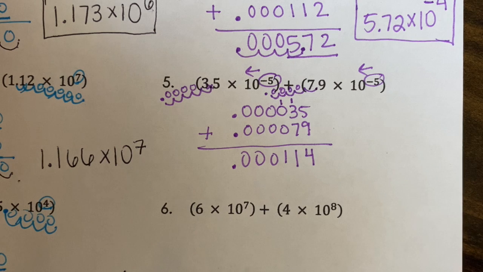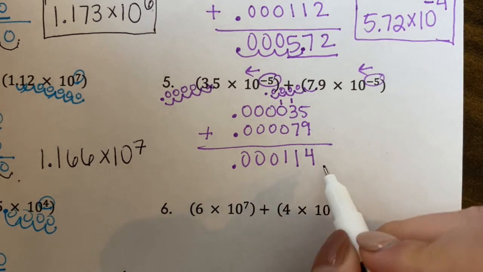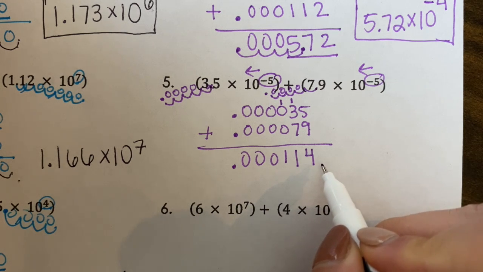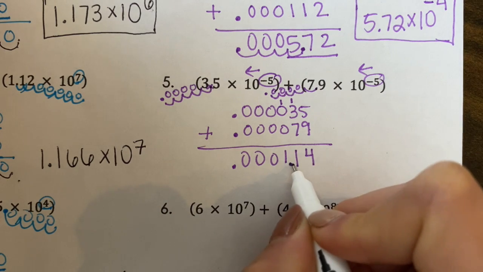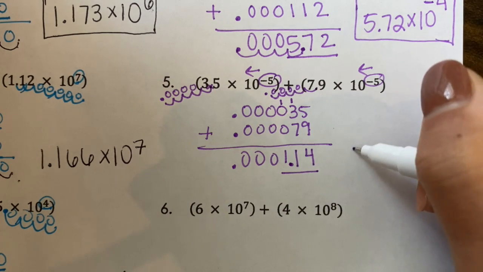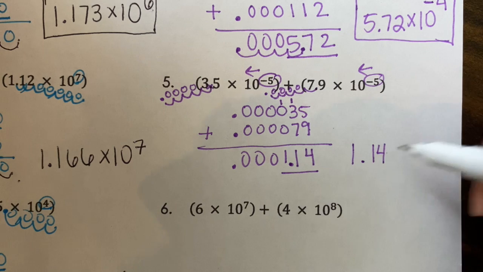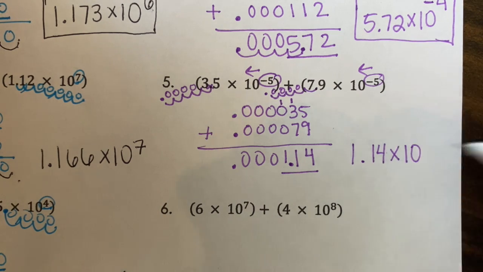Except we need to write it in scientific notation. So create a number between 1 and 10. You can't put it here because that's 114. You can't put it here because it's 11.4. So you're gonna have to move it here. So this is your very first number, 1.14 times 10 is always next.